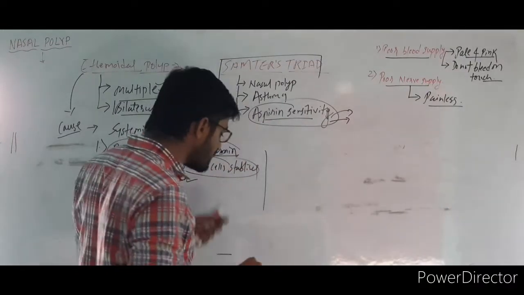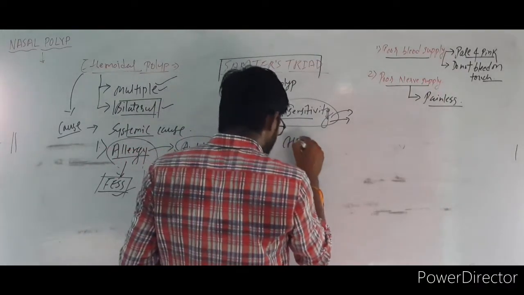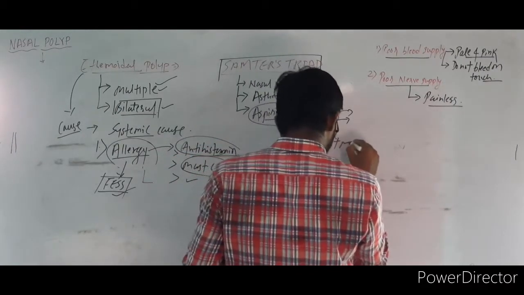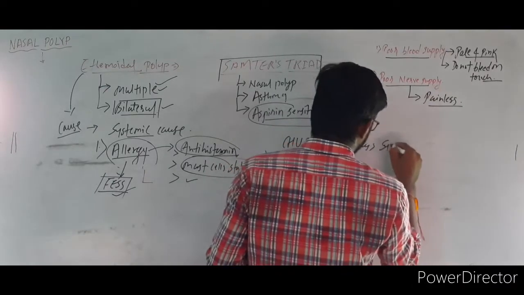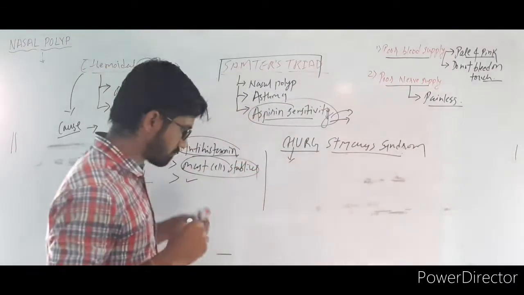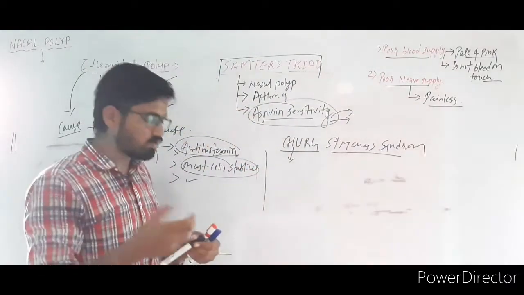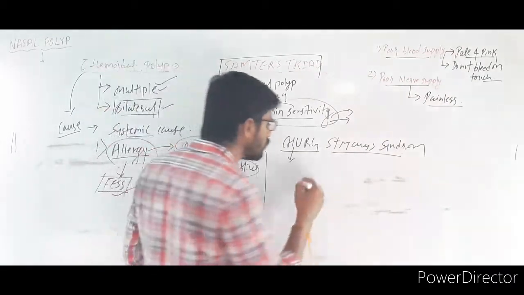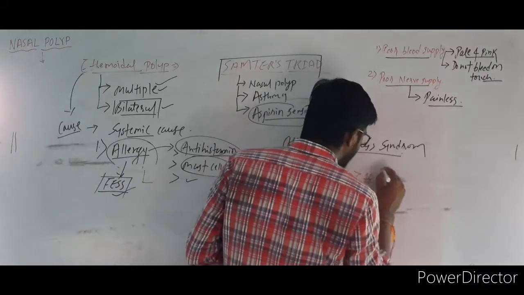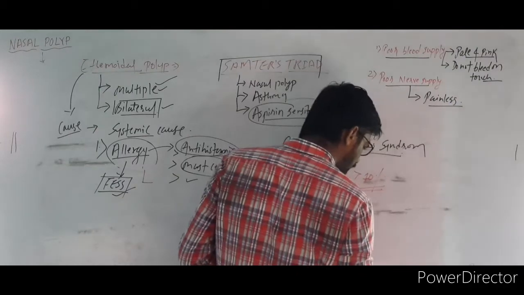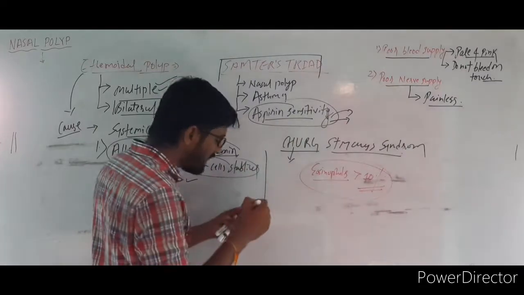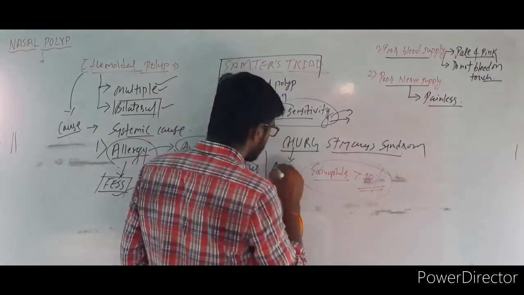Second thing is Churg-Strauss syndrome. In this condition, what is happening? Whenever you are doing the blood test, total blood count, eosinophils will be more than 10%. Yes, eosinophils will be more than 10%. And this is an autoimmune condition.